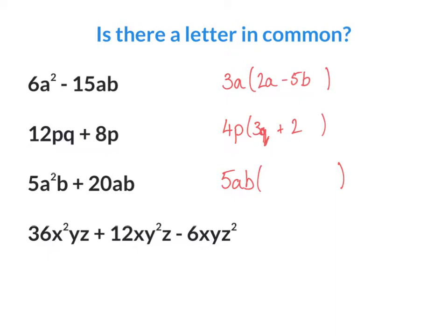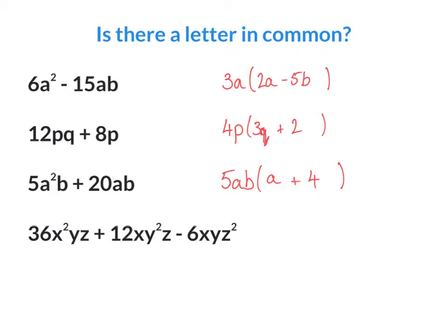Now, to get the first term, 5ab times what gives me 5a squared? Well, 5 we're okay. The b term we're okay. What do we multiply a by to get a squared? Well, simply a. And then to get 20ab, well, the a's and b's are sorted, so we just need to multiply 5 by 4 there. So 4 times 5ab gives me 20ab. And so we've factorised this.